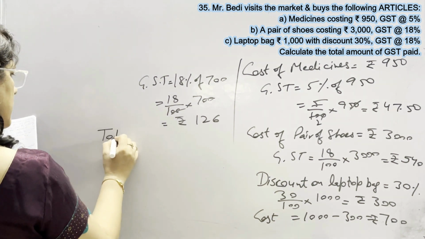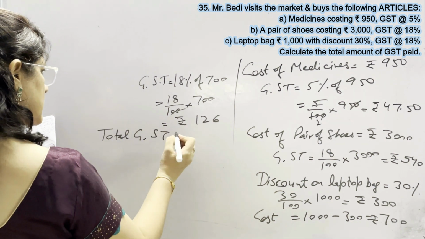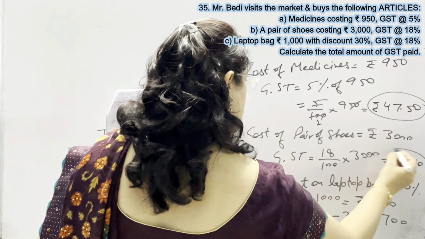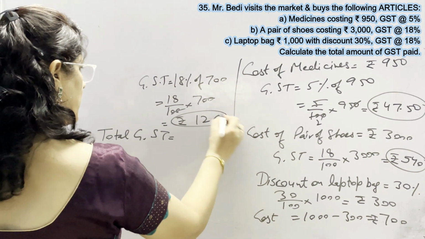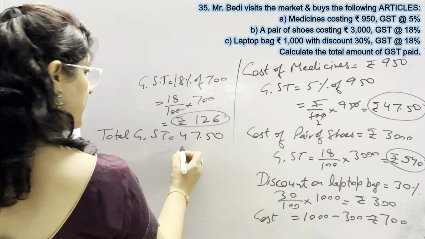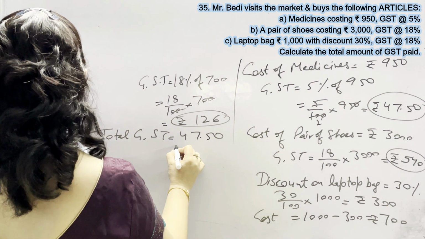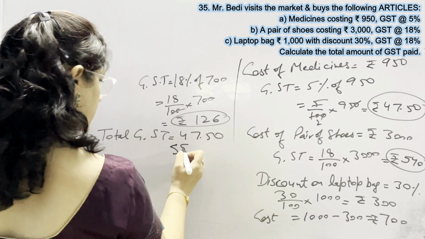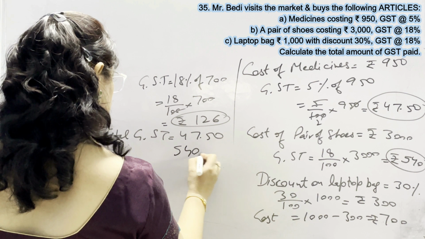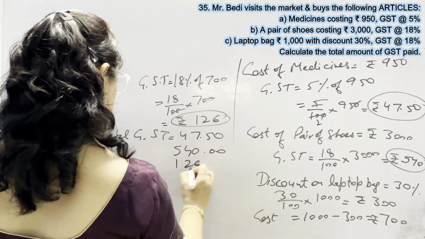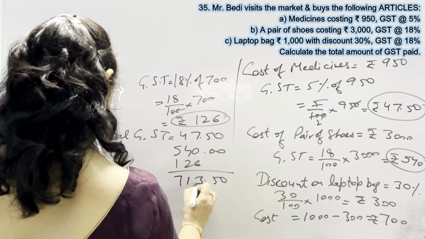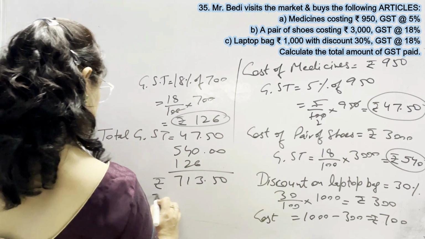Now total GST paid. Total GST paid is first is this much, then second is 540 and then third is 126. After adding these three, 47.50, then 540 and then 126. Value comes out to be rupees 713.50.